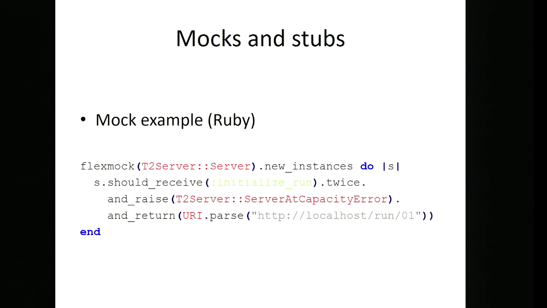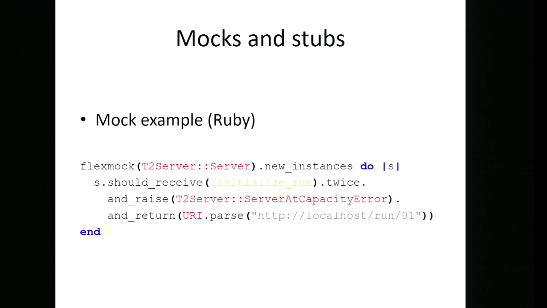Okay? So the mock's going to check that initialize run is called, and not only that, it's going to check it's called twice. So the test I'm running is going to create a new instance of the server, and it's going to call initialize run twice. And if it doesn't do that, the mock's going to complain, and you'll have a failed test. Then we say it's going to raise an error, and it's going to return a URL. So the first time we call initialize run, it's going to raise an error, and the second time it's called, it's going to return this URL.